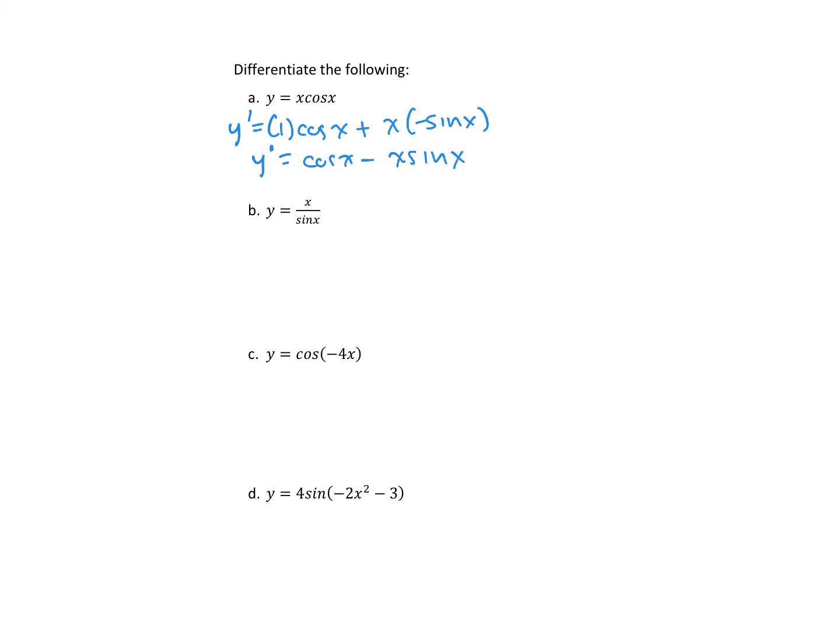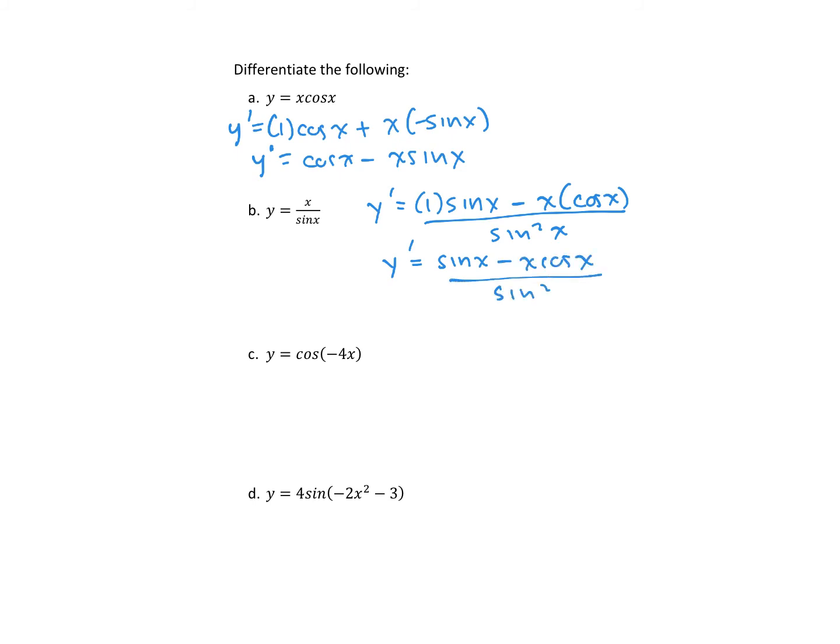In question B, we have the quotient rule. So y prime will be the derivative of x times sine x minus x times the derivative of sine x, which is cosine x, and that will be all over sine squared x. So let's just simplify that a little bit. So it'll be sine x minus x cosine x over sine squared x.